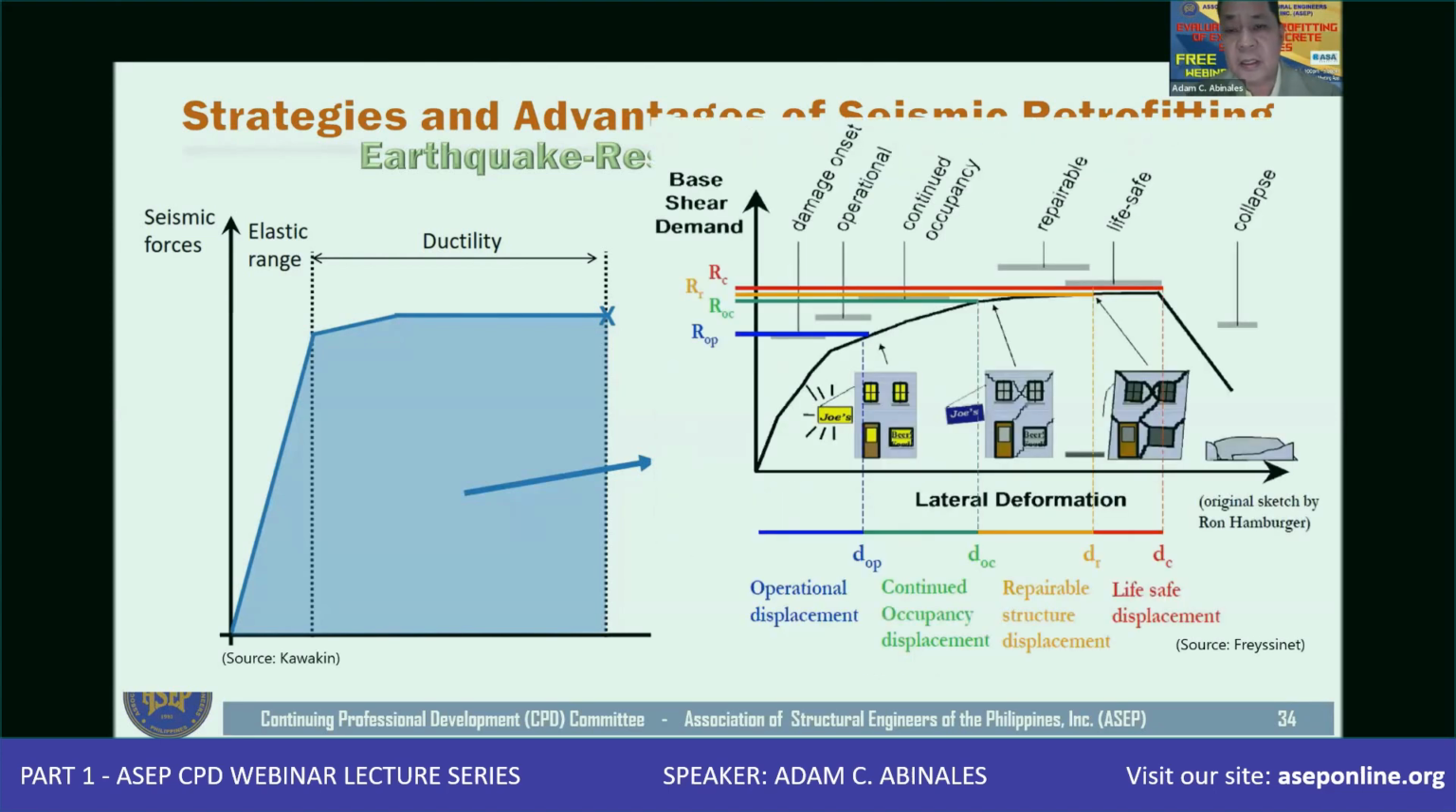So this is the graph here, wherein we try to define the performance level objective. As we know, for our structure to be able to sustain large deformation and still satisfy the life safety requirement, we can go beyond this point. But definitely, it really depends on the earthquake motion that would be subjected to your structure.